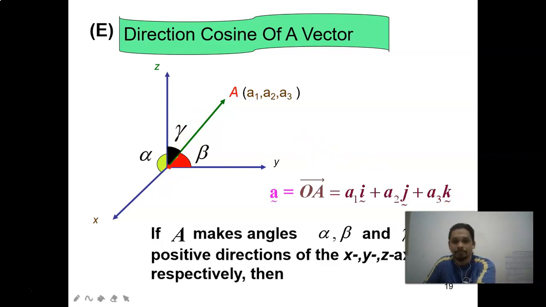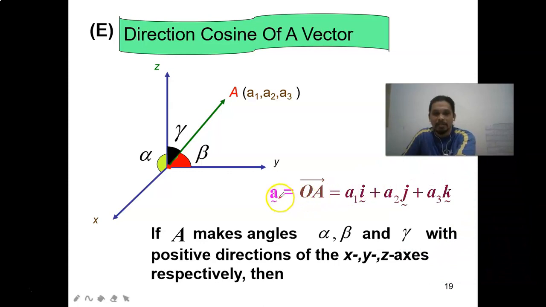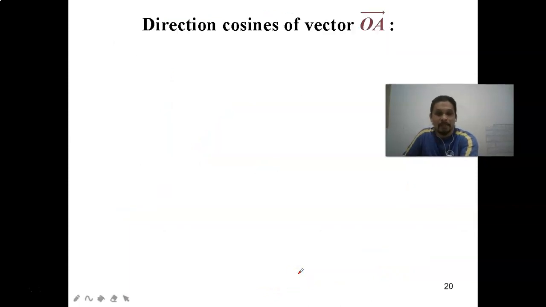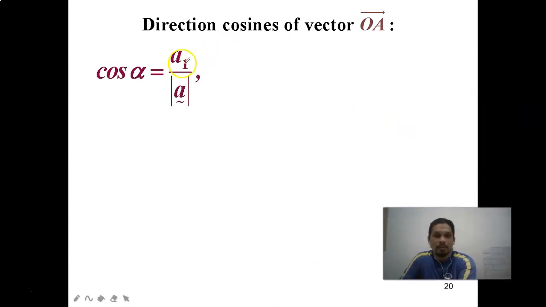Okay, so vector OA, as you see on the screen now, is a1 i plus a2 j plus a3 k. If A makes angles of alpha, beta and gamma with the positive direction of the x, y and z axes respectively, then cos alpha equals the magnitude of a1, which is the i component, divided by the absolute value of the vector A.